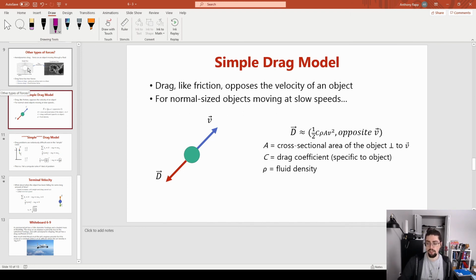So this is a little bit complicated, though, because let's look at this thing. 1/2 C rho A V squared. And when we say normal-sized objects moving at slow speeds, we mean most things on Earth. Not planets or anything else like that. Anything from planes to baseballs to anything like that, and I would argue slow speeds is less than the speed of sound.